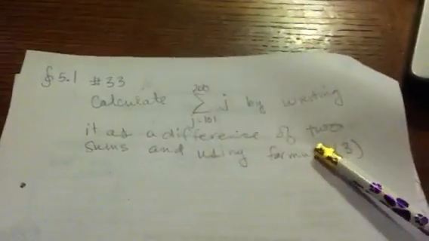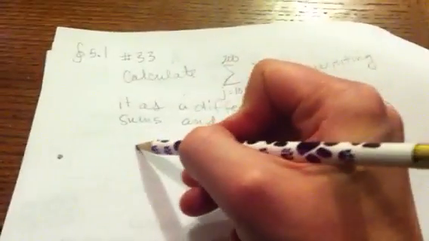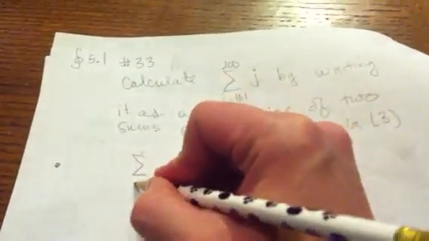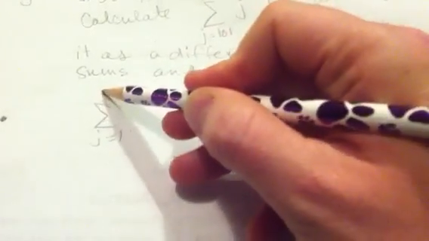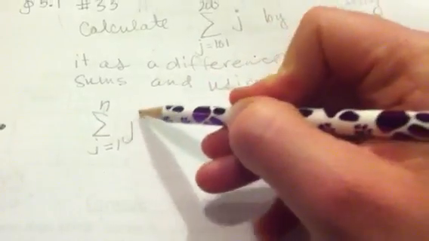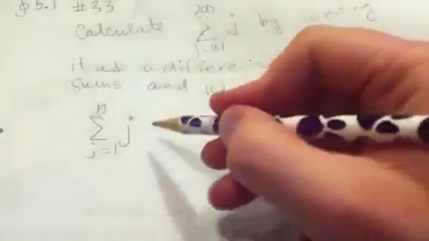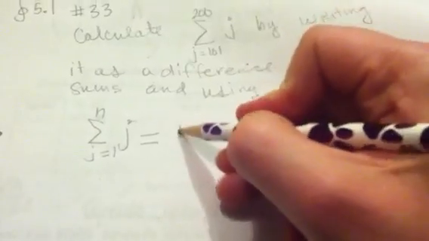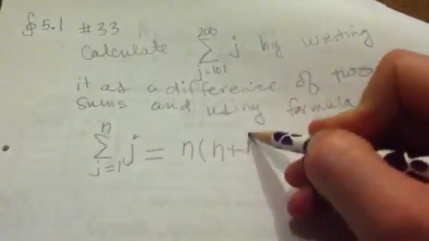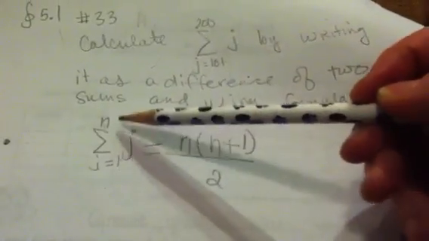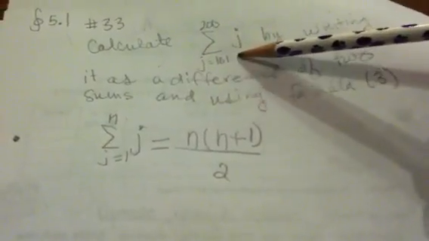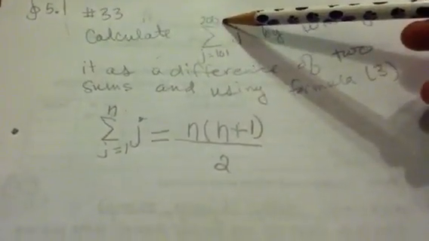Now, formula 3 is the power sum for the sum of j from 1 to n of j, the one that Gauss figured out. And that is equal to n times n plus 1 divided by 2. But notice this goes from 1 to n, and we want to know what it is from 101 to 200.